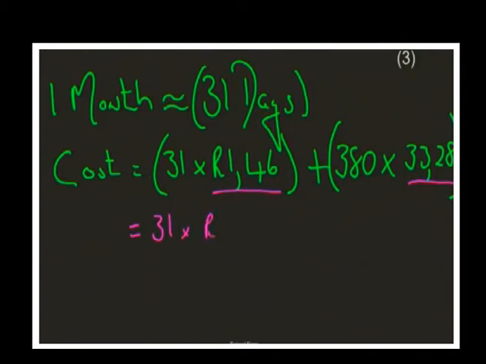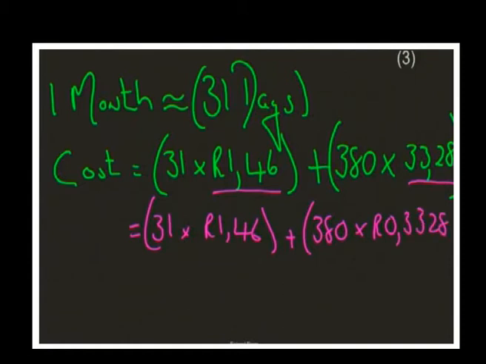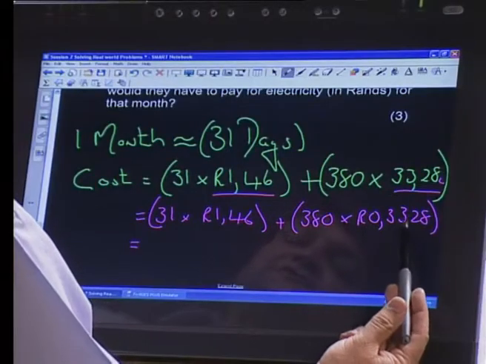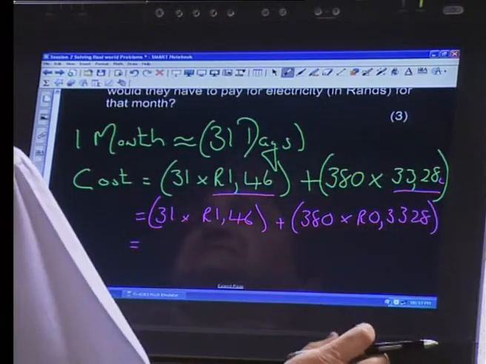So I'm going to say this is 31 multiplied by 1 rand 46 plus 380 units times, now 33,28 cents divided by 100, we're going to get 0.3328. Now guys, as we mentioned before, to get 0.3328 of a rand, that just makes no sense. But we are going to actually break those cents into tiny little bits, multiplied by a big number, so we're allowed to use those tiny little bits. Okay? So let's carry on here.